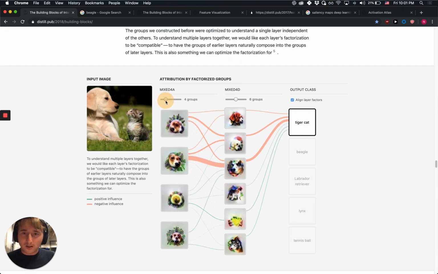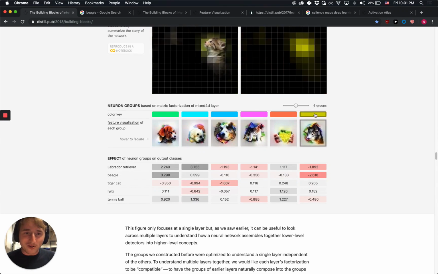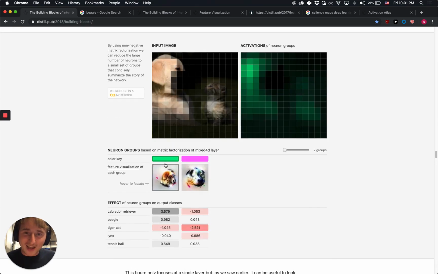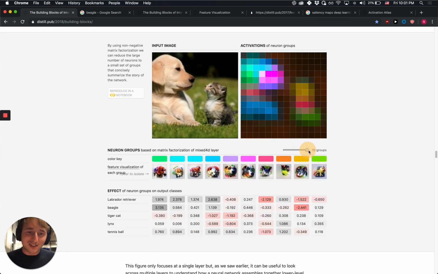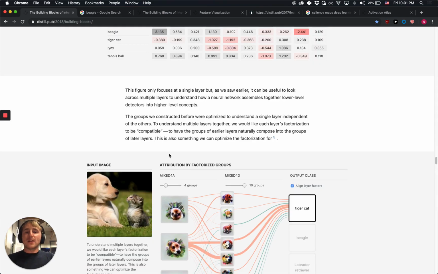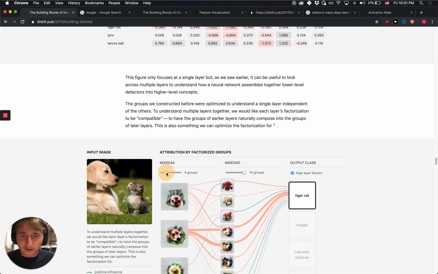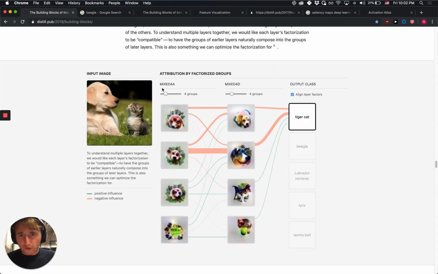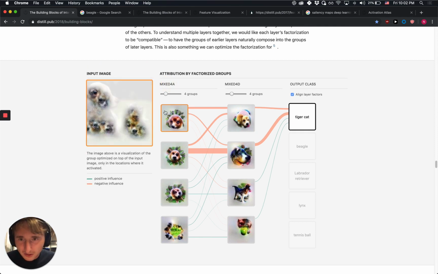One cool thing I forgot to show is you can change the number of groups. The two main groups here are dog heads and dog bodies, which is, I think, really quite cool. And you can do the same thing here. So let's select, I don't know, 4 groups in each of them. Here we're asking, what are the main 4 groups in mixed 4A, a much earlier layer. That's why when you hover over it, you see these kind of eyes. It's much lower level concepts, or much smaller concepts.